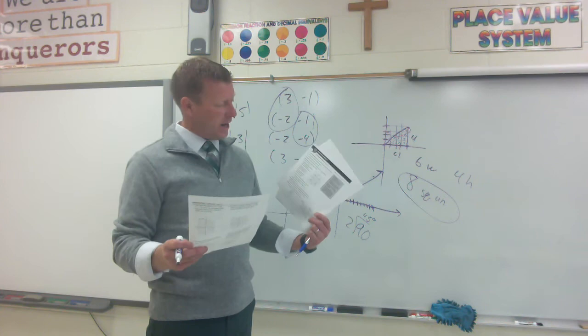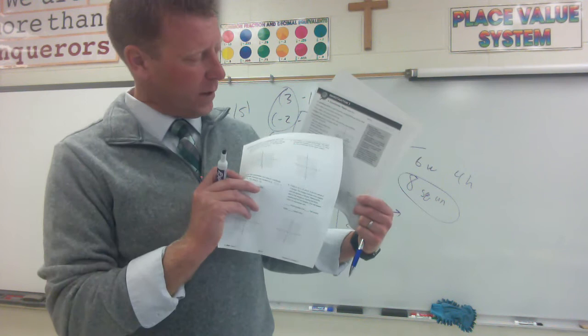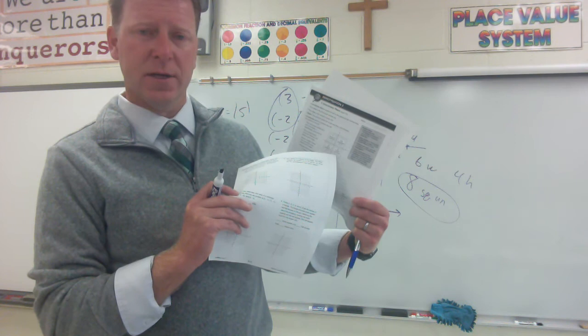Number six says name the quadrant that contains each of these points. So guys, you're back to page one, looking at your positives and negatives here. A, both of them are negative. Third quadrant, write it down. B, both of them are positive. 12 is positive, 1 is positive. That's first quadrant. Write it down. C is positive and then negative. That's fourth quadrant, which is positive and then negative. Then negative and positive is the second quadrant.